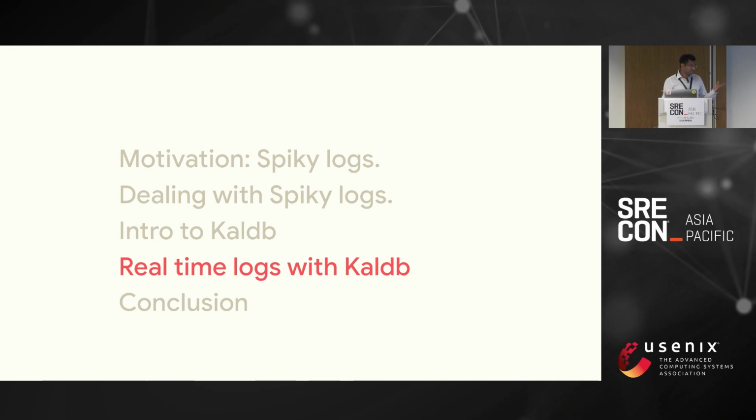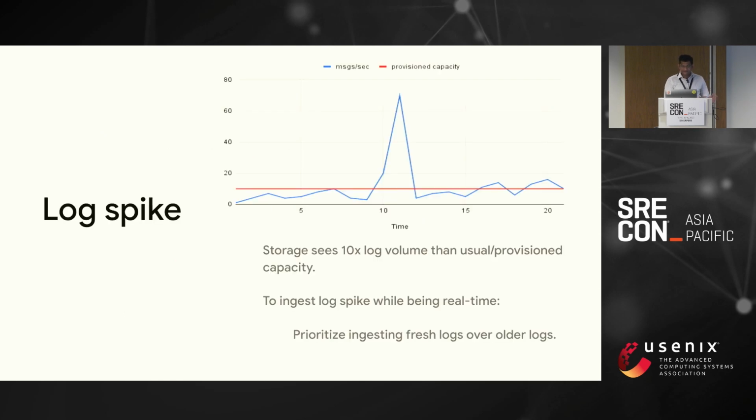And so while we're looking at all of these in the context of log spikes, let me get to it. Let's see how we can keep these logs real time with Kaldb. Let me just revisit what a log spike is. A log spike is a 10x log volume. Storage sees 10 times more logs than usual provisioned capacity, correct?